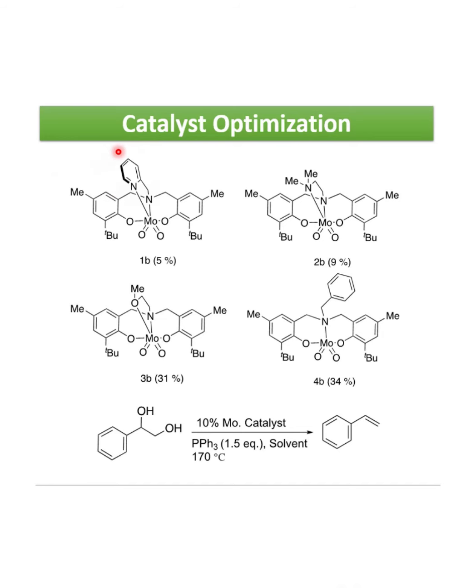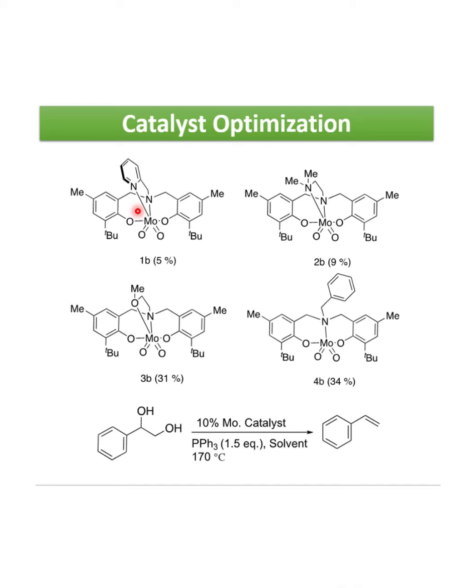Catalyst 1B has a very bulky pyridyl group, and we only got a 5% DODH yield. So we went ahead and created catalyst 2B with this amine group, and we got a very slight increase in our DODH yield, but it wasn't very significant. And we think that this was 5% because of the binding capabilities between the pyridyl group and the molybdenum. We believe that that binding is inhibiting DODH activity.